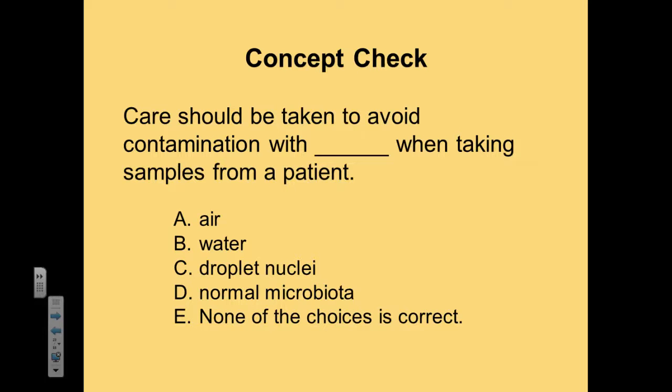Well, this is one of those irritating questions. There's a lot of right answers, but there's a best answer. The best answer is normal microbiota. We absolutely do not want to cross-contaminate our sample or contaminate our sample with a resident normal microbiota that are present in the patient. However, other potential sources of contamination could include the air, water, or droplet nuclei, but those are not the big concern. The big concern is contamination with D, normal microbiota.